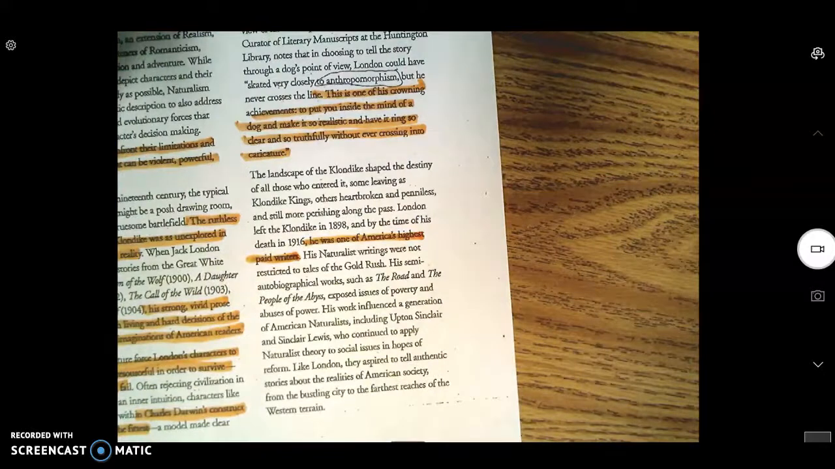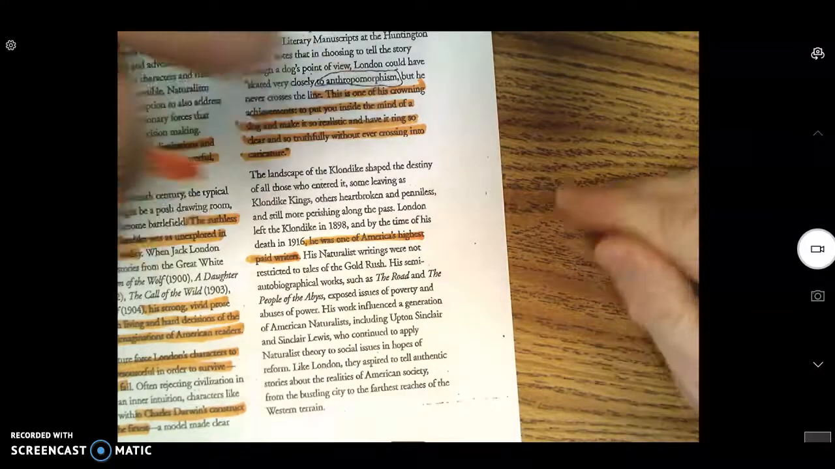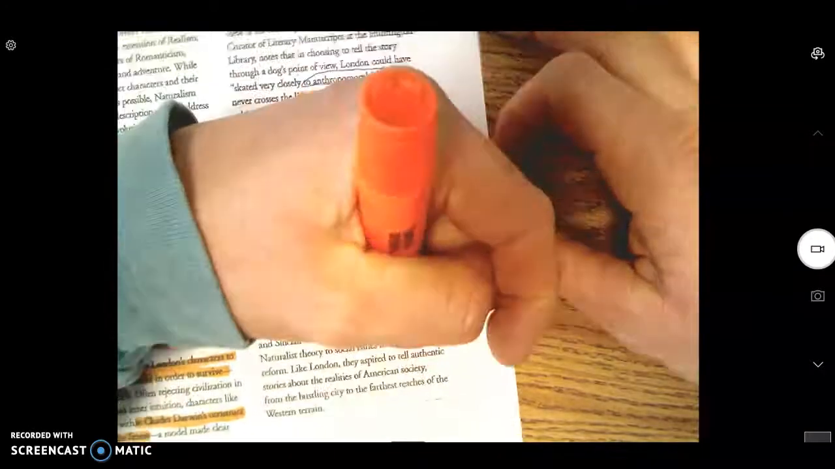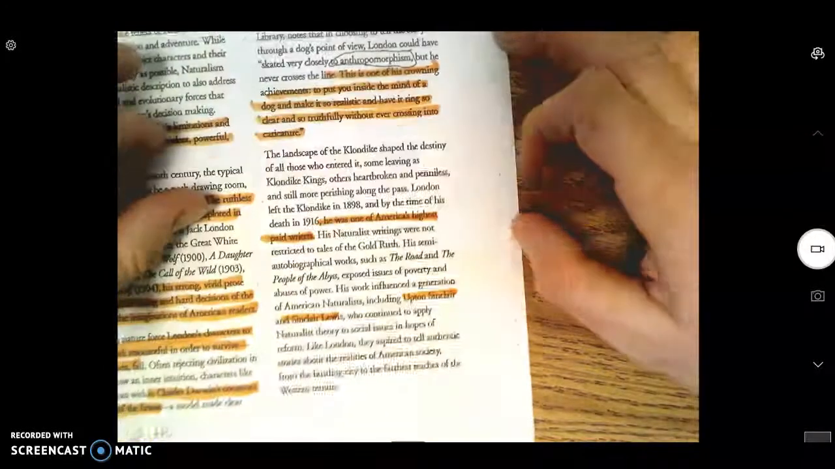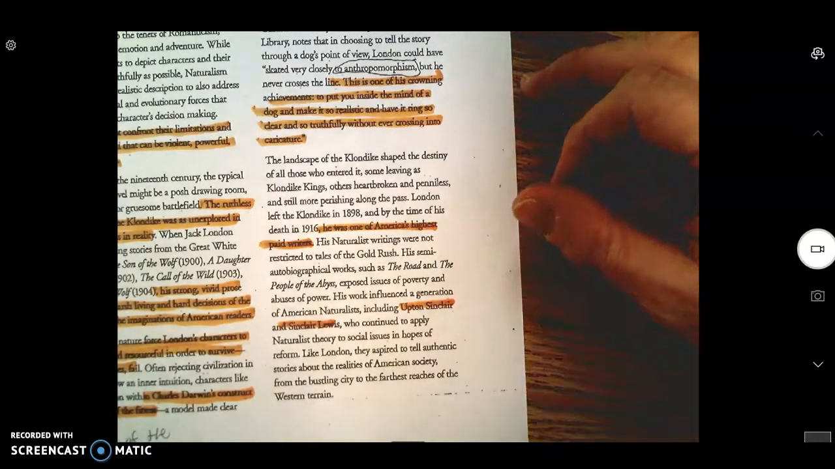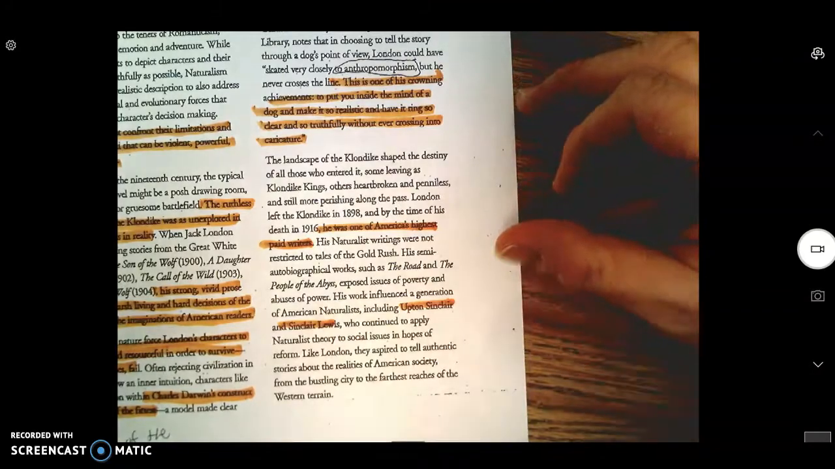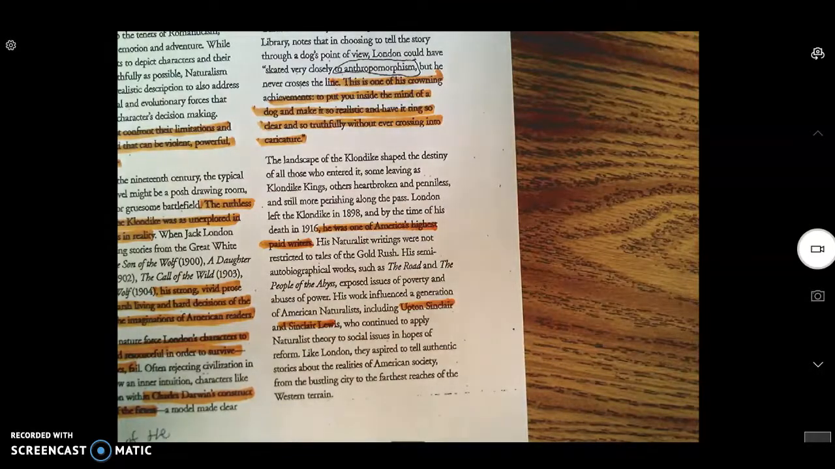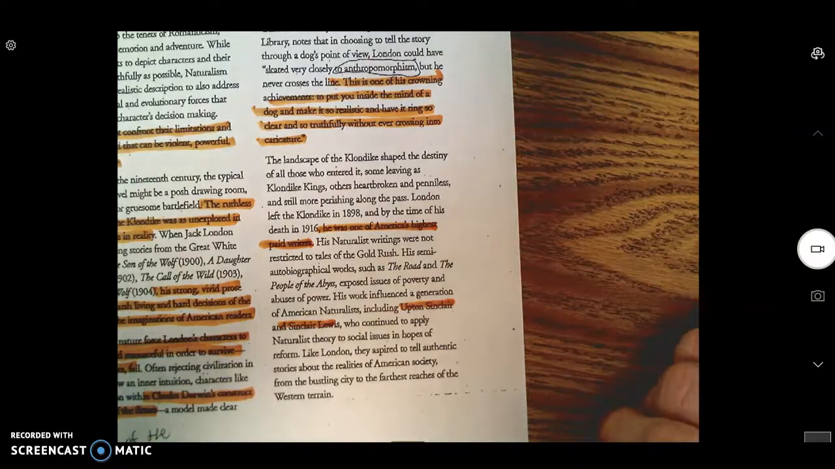His naturalistic writings were not restricted to tales of the gold rush. His semi-autobiographical works, such as The Road and The People of the Abyss, explored issues of poverty and abuses of power. His work influenced a generation of naturalists, including Upton Sinclair and Sinclair Lewis. I'm going to highlight these two, who continue to apply the naturalist theory to social issues in hopes of reform. Like London, they aspired to tell authentic stories about the realities of American society, from the bustling city to the farthest reaches of the Western terrain.